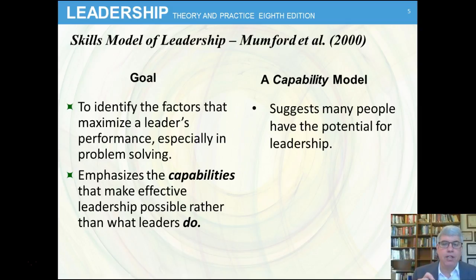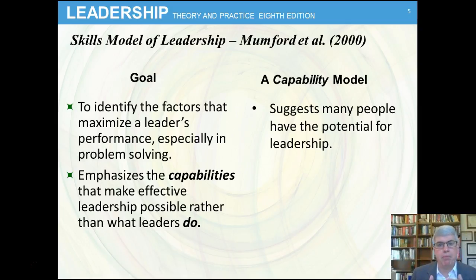So here we're focusing on how well do leaders do? How well do they perform? How many pizzas do they sell at their place? How well can they figure out the next step in their business plan? So this is focused on productivity in general, but especially on problem solving, which has been the focus of much of the research here. So it emphasizes the capabilities that make effective leadership possible rather than what specifically leaders do.